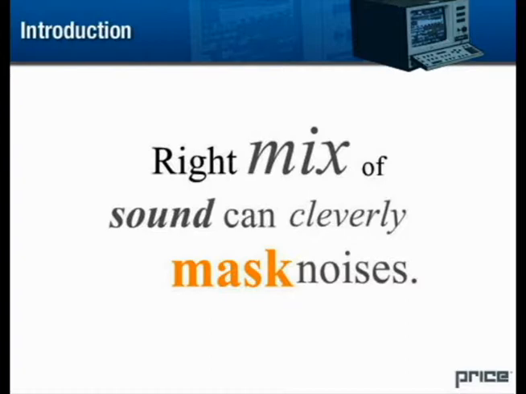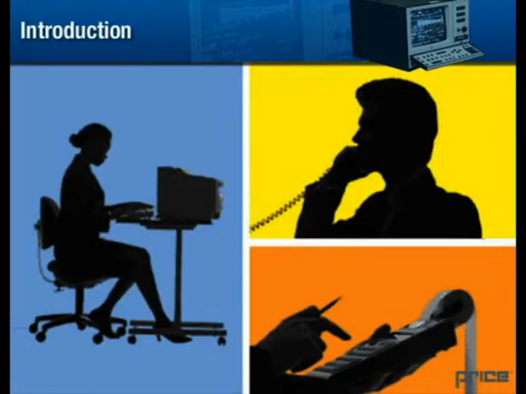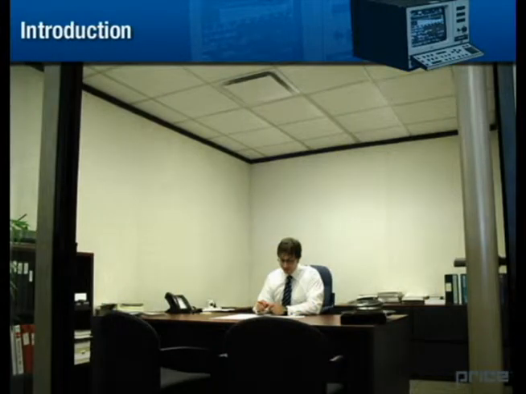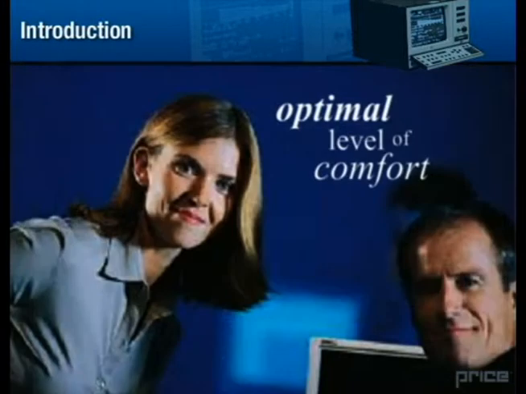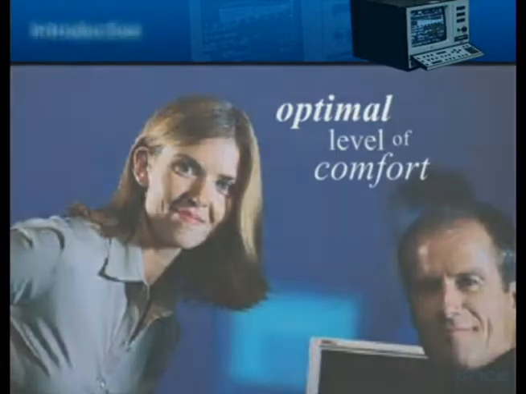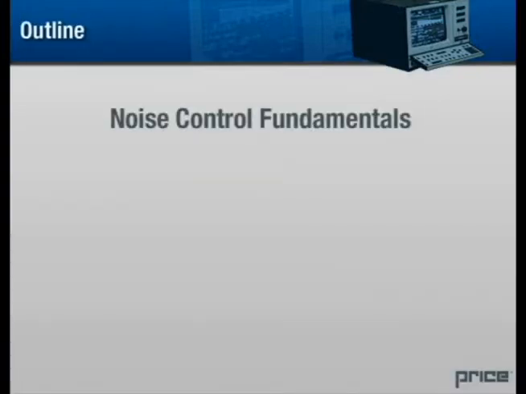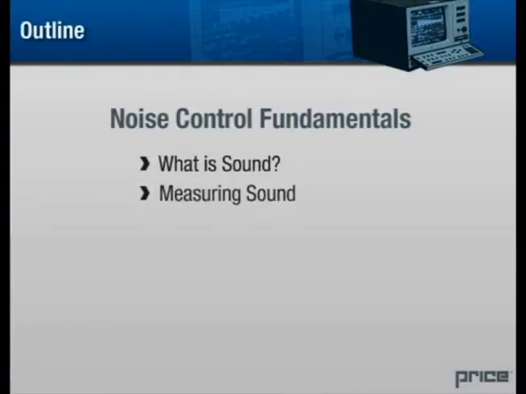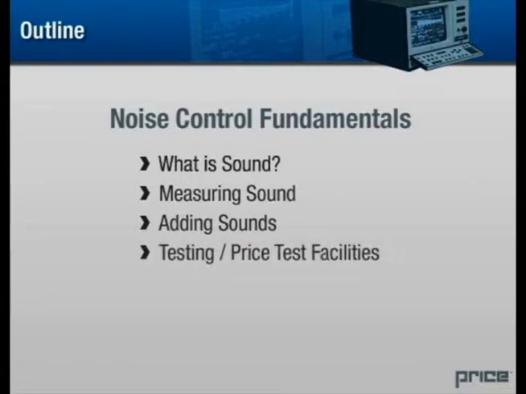The right mix of sound can cleverly mask unpleasant noises such as conversations, computer equipment, and office machinery. To obtain the proper level of sound in a room, the right ventilation system must be selected and tested to ensure the optimal level of comfort is achieved. In this section, we will learn exactly what sound is, how we measure sounds in our environment, and how to add sound sources. Once we understand the basics of sound, we'll then look at testing, the testing facilities, and the importance of properly configuring a room with air distribution equipment in order to achieve the maximum level of comfort.